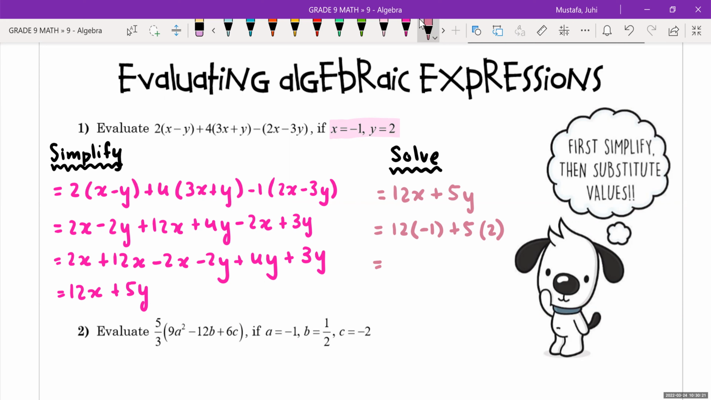And then we solve this. 12 times -1 is -12. 5 times 2 is +10. And I have different signs. Subtract the numbers, take the sign of the bigger number. So our final answer would be just -2. Try to make this into a box.